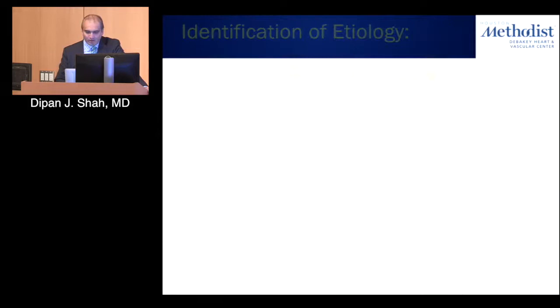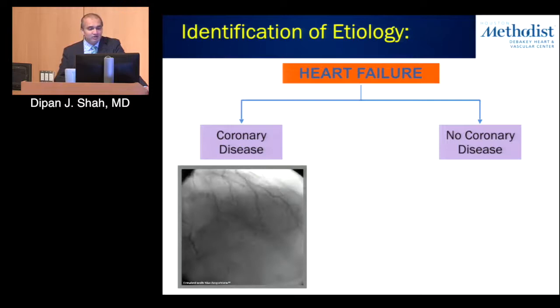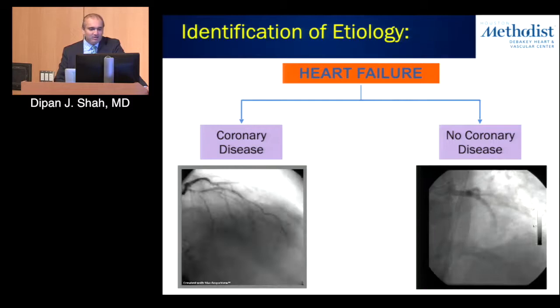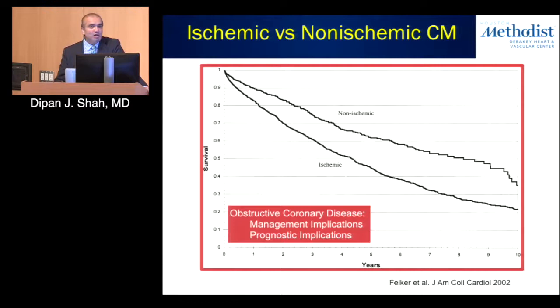Now, probably the second thing you want to know besides LV function is, what is the underlying cause of this heart failure? Basically, does the patient have coronary disease or not? Angiography is going to be your first-line modality in most cases to determine if the patient has CAD or not. But there are situations in which you may not want to proceed on to angiography. This highlights an important point: people who have ischemic heart failure have a worse prognosis than people who have non-ischemic heart failure. So the question is, is there a role for CMR in helping you identify whether it's ischemic or non-ischemic heart failure? We know this is important both from a prognosis standpoint as well as from a management standpoint.